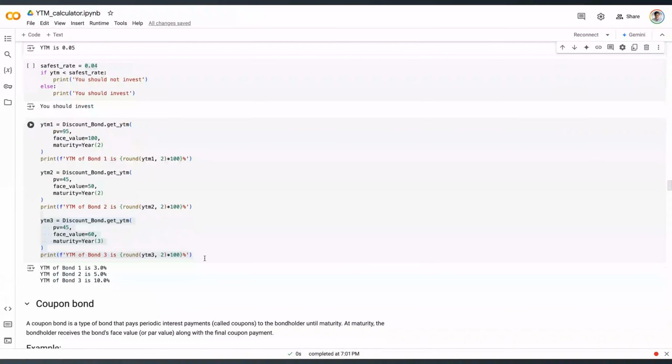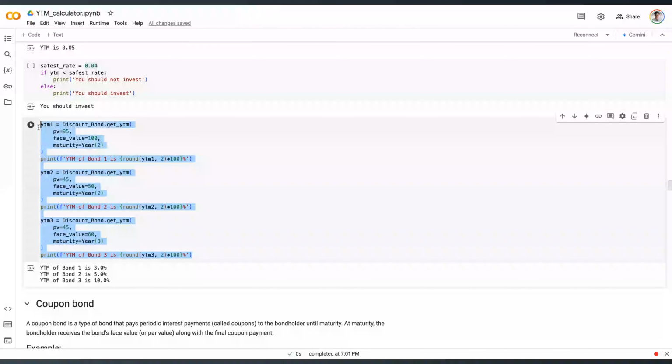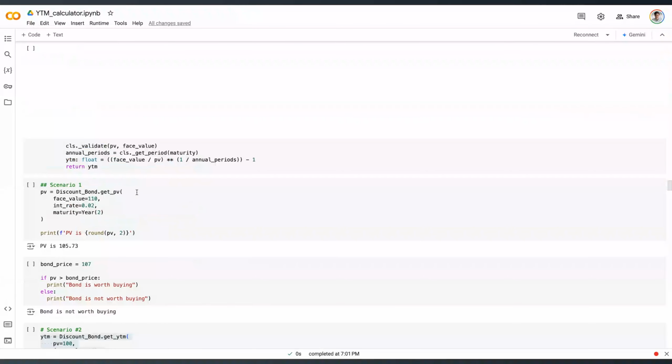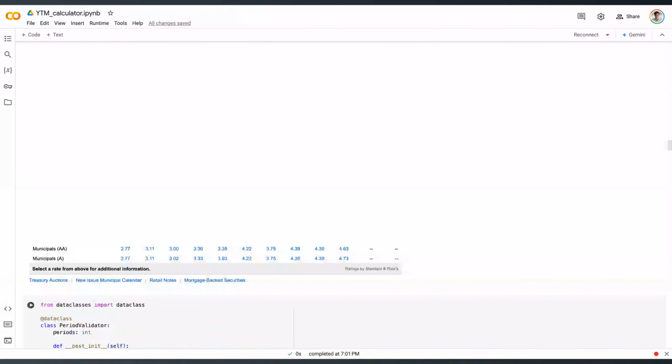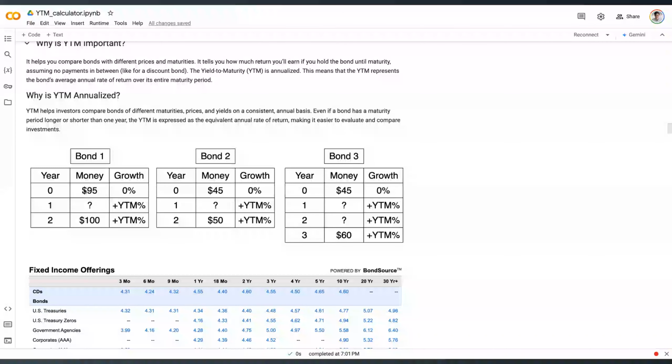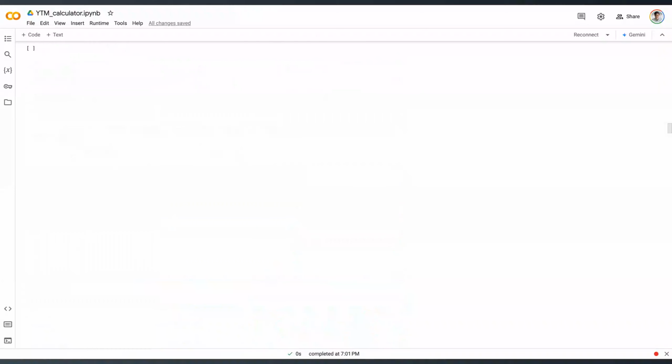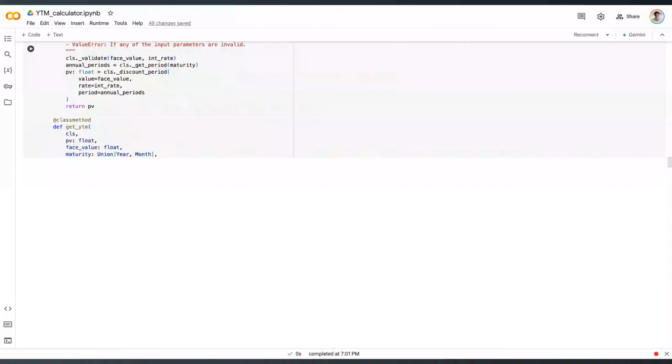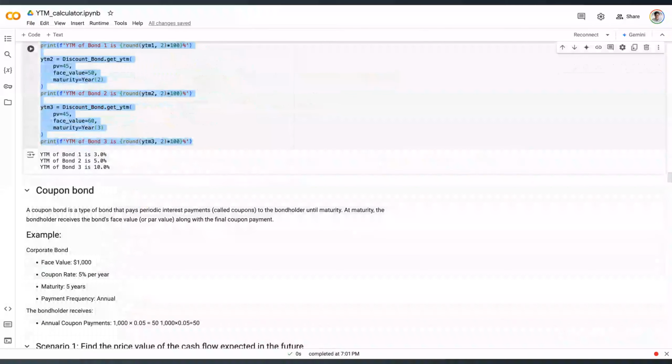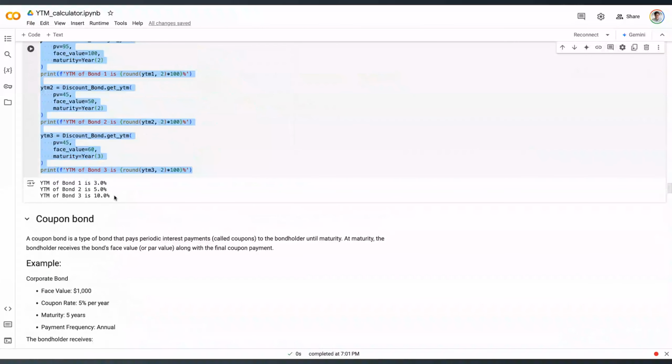And here's the example that I described earlier, where we had 3 types of bonds. They have different parameters, and it's really hard to compare them. With the yield to maturity metrics, we can do that. Look, we calculated yields for each type of bond, and we concluded that the third bond is the best.